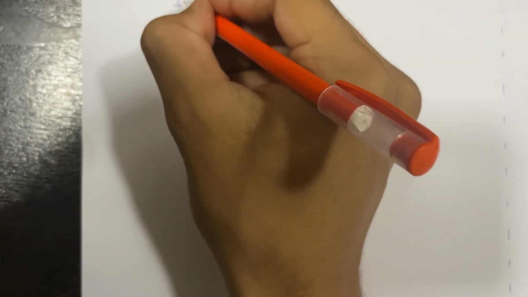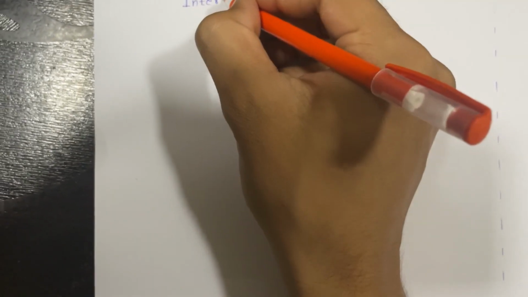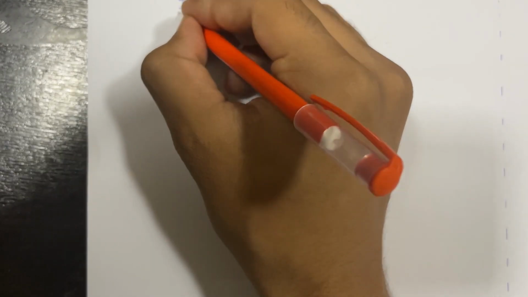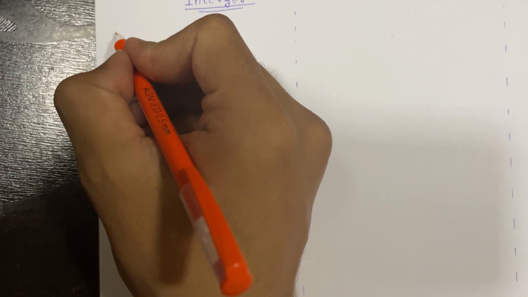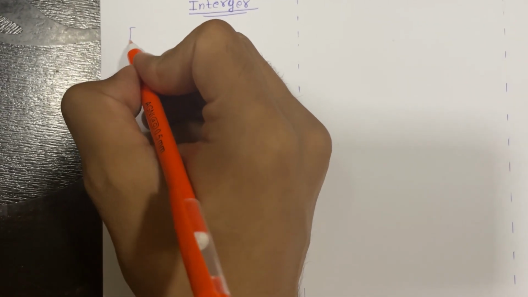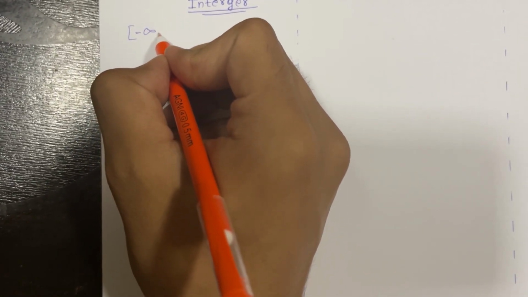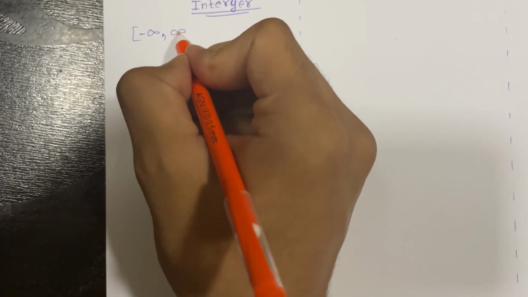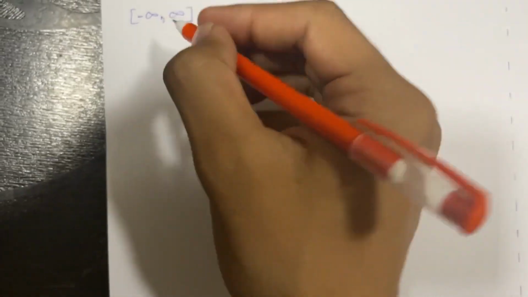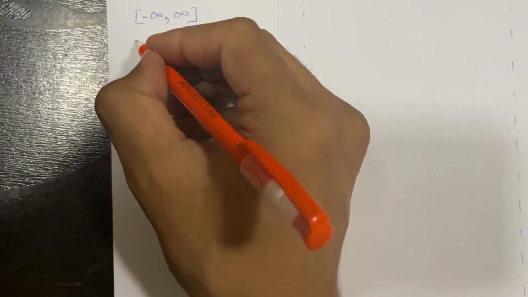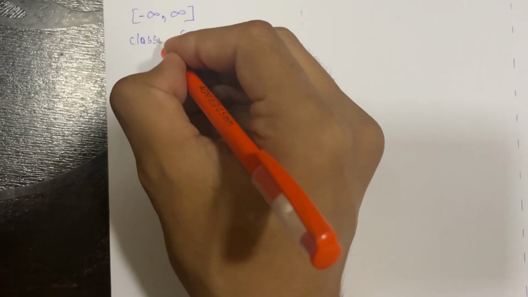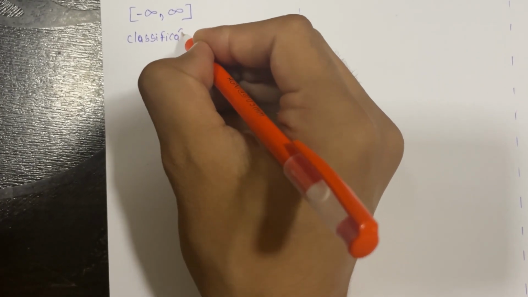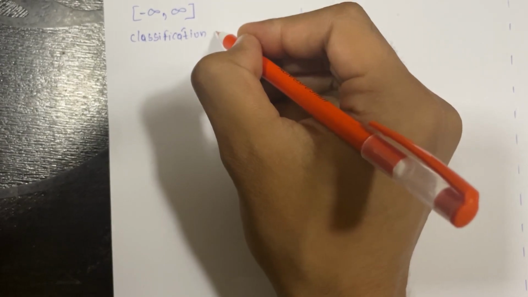Integers. So we will learn today integers first. What are integers? Okay, so as we have learned earlier, integers are numbers which are ranging from minus infinity to plus infinity, right? So further we will learn the classification of integers.